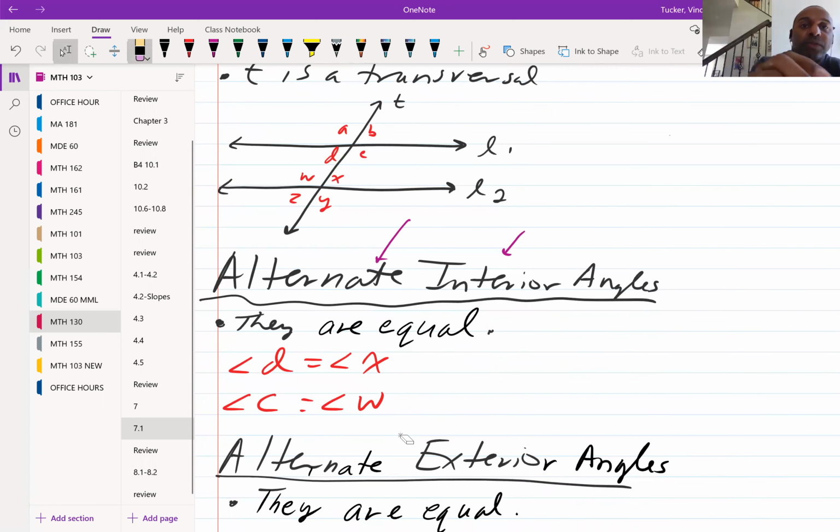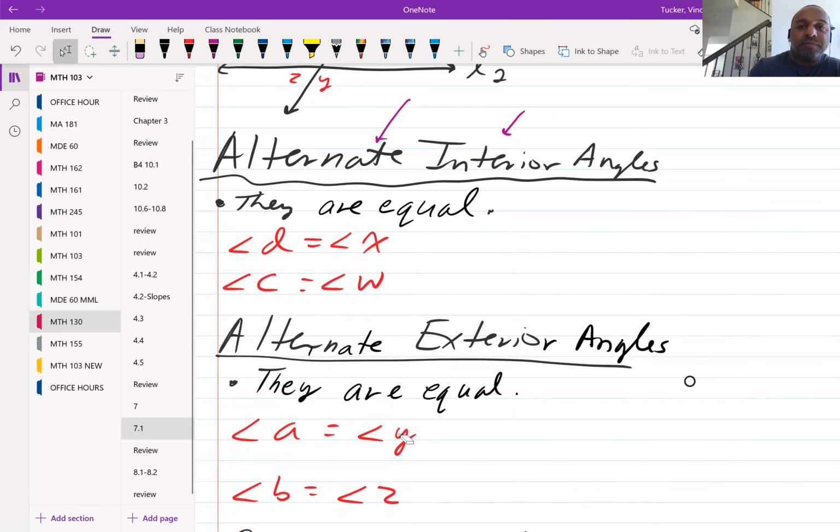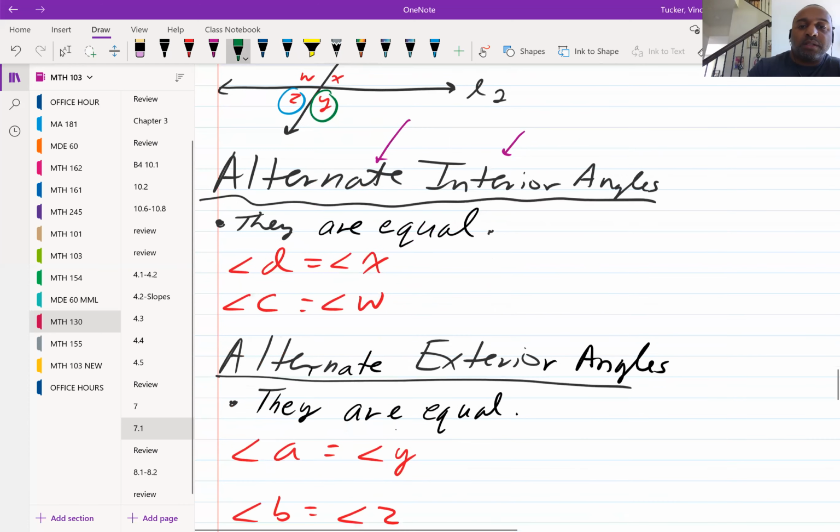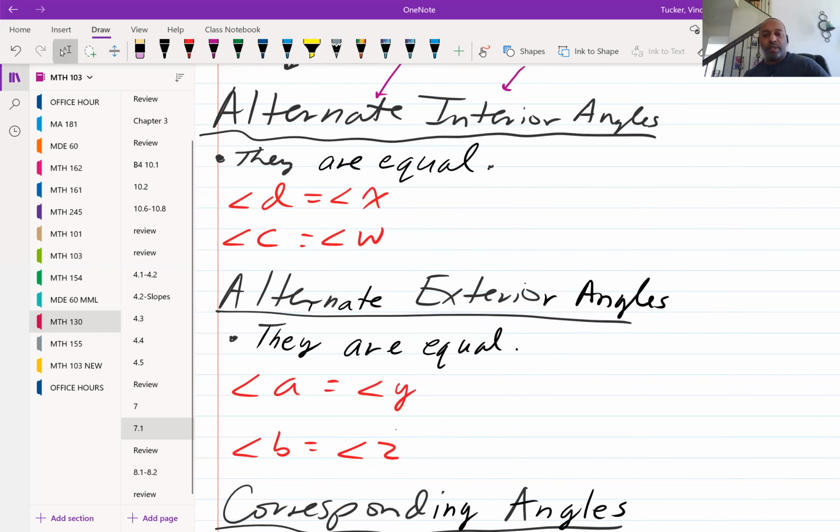So the next one goes to those other angles you just mentioned, the alternate exterior angles. So we're talking about A and B, Z and Y. So alternate, I'm going to scroll up in a second, but just showing you guys. That means B and Z, and then A and Y. They're going to be equal.